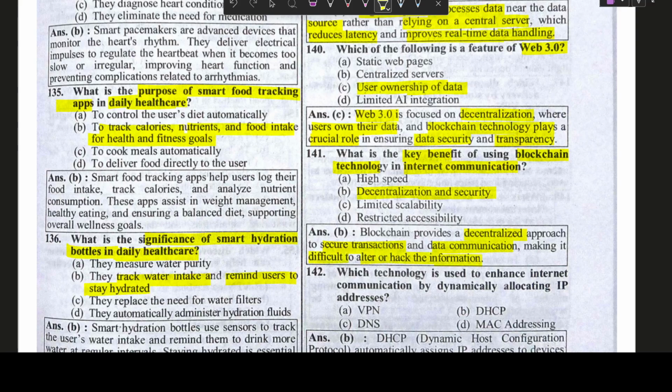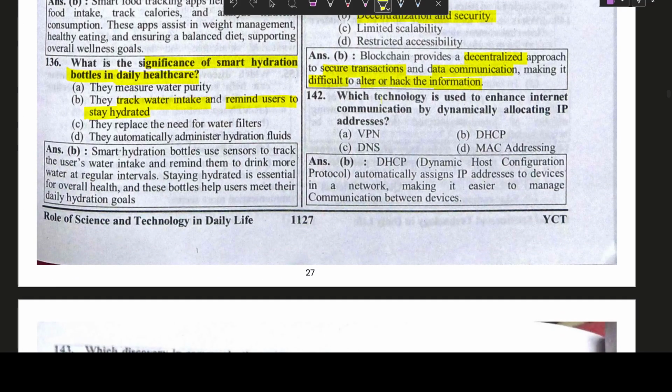So which technology is used to enhance the internet communication by dynamically allocating IP addresses? So DHCP, the Dynamic Host Configuration Protocol, automatically assigns IP addresses to devices in a network, making it easier to manage communication between the devices.